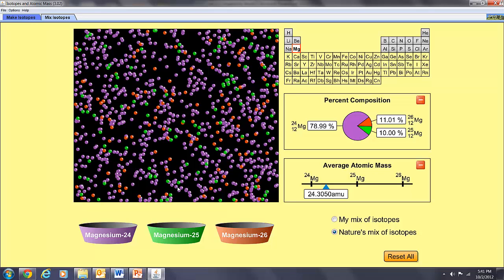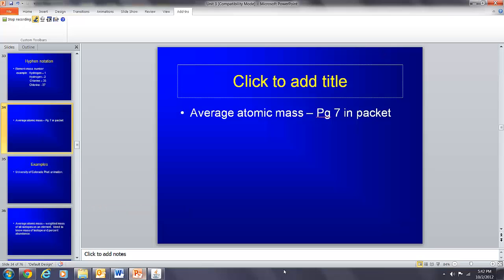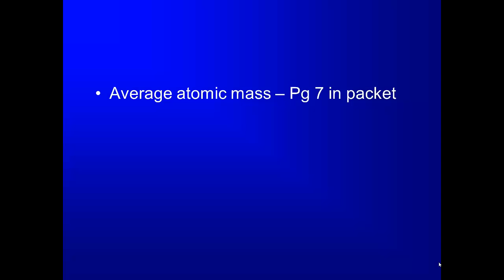So to do our calculations, we need to take into account 2 different things. One, how much do I have of that? And the second, what is the mass of that one isotope? Those 2 components are going to make up the average atomic mass. It's an average calculation, but you need to put away all of our traditional averages of how you do that.